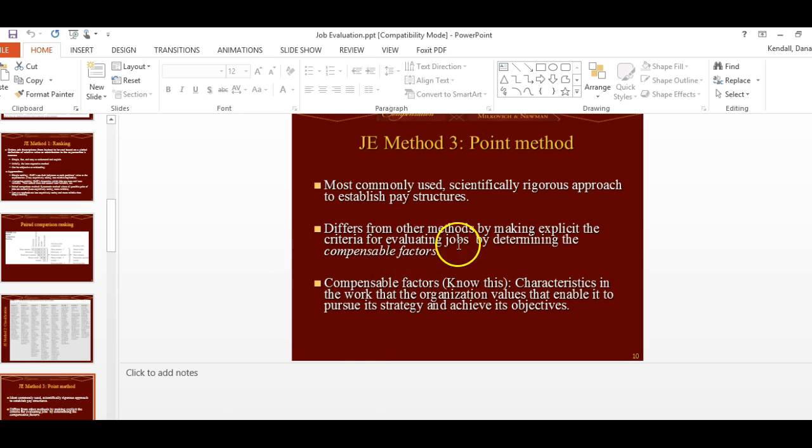First, we're going to determine the compensable factors and know what compensable factors are for the point method. They are basically characteristics in the work that is done in the various positions that the org will value. So it's decided it's going to value these specific things, and those are the things that we want workers to do that enable the org to pursue its strategy and be successful, basically.